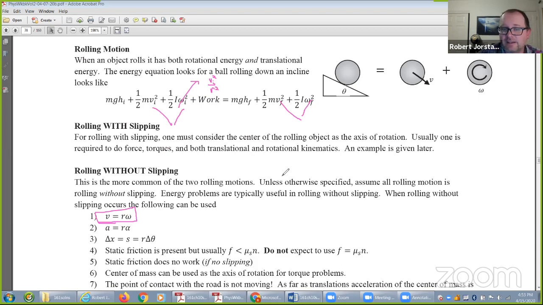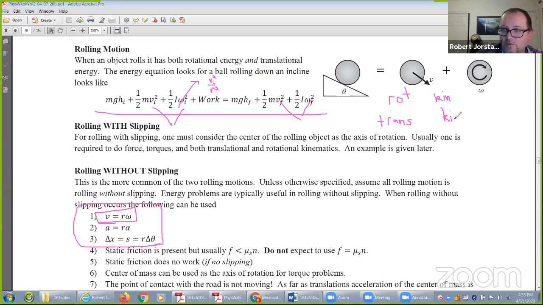And interestingly enough, because all these things are true, you could in theory use your rotational kinematics as well. So you can solve this problem with energy, and rotational kinematics also applies. The other thing that applies is translational kinematics.